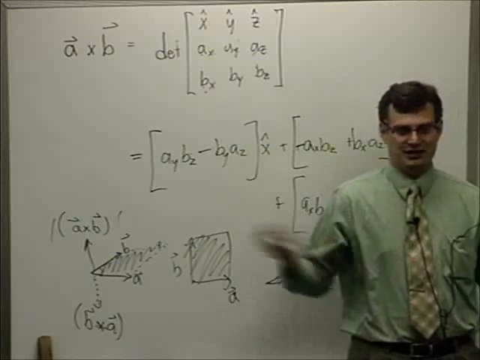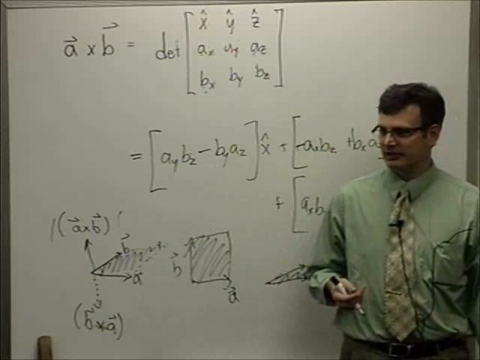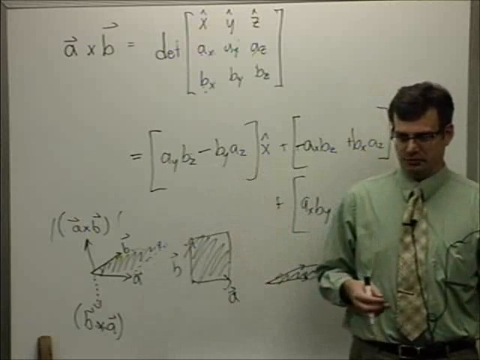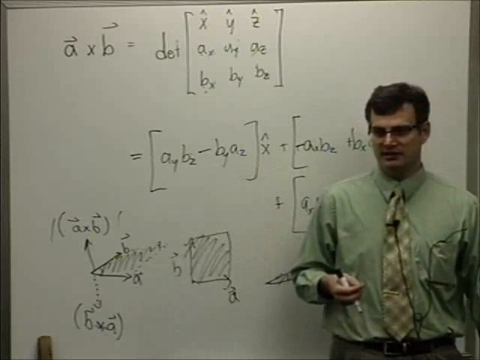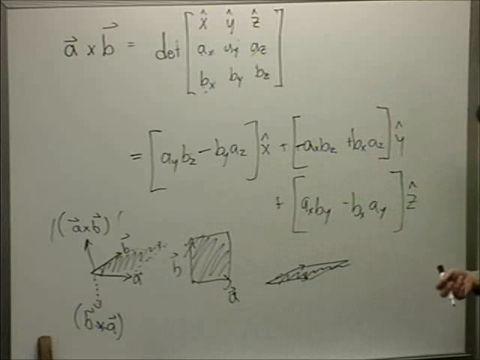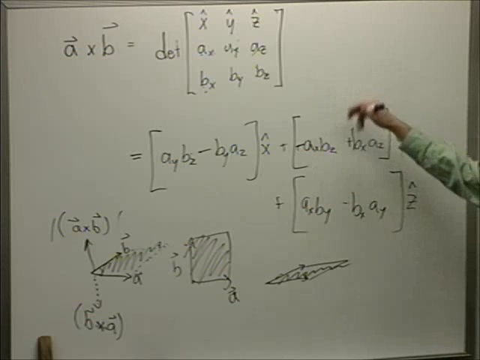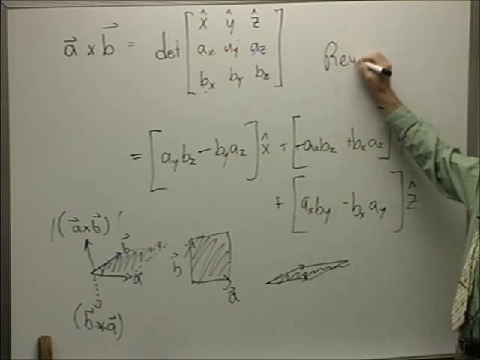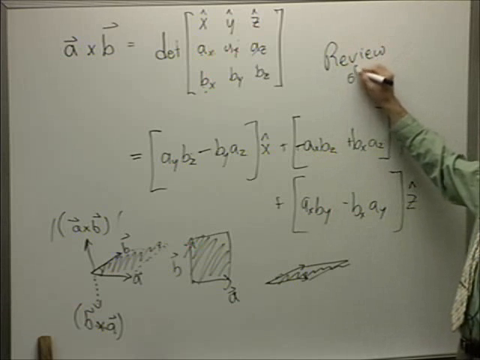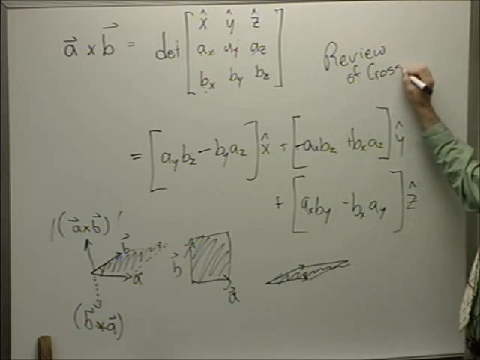0, and then the direction is irrelevant, right? Which direction does the 0 vector point? I don't know. Can't normalize it. So anyway, just a little bit of a review of cross products.